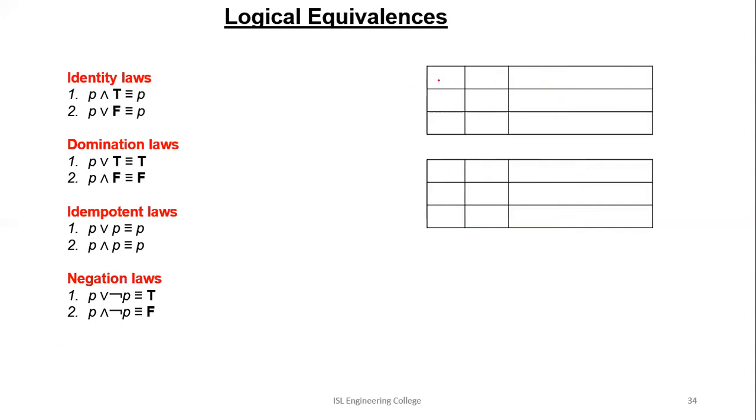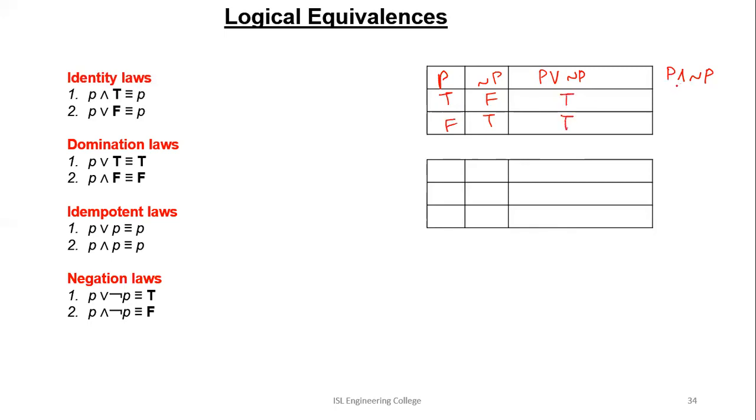So negation law is P, negation P. We have to find P or negation P. Similarly, I'll just try to find it, and also over here, P and negation P. So P will be true, false, negation P is false, true. Whenever we OR it, it will be true, false and false, true, so both truths.